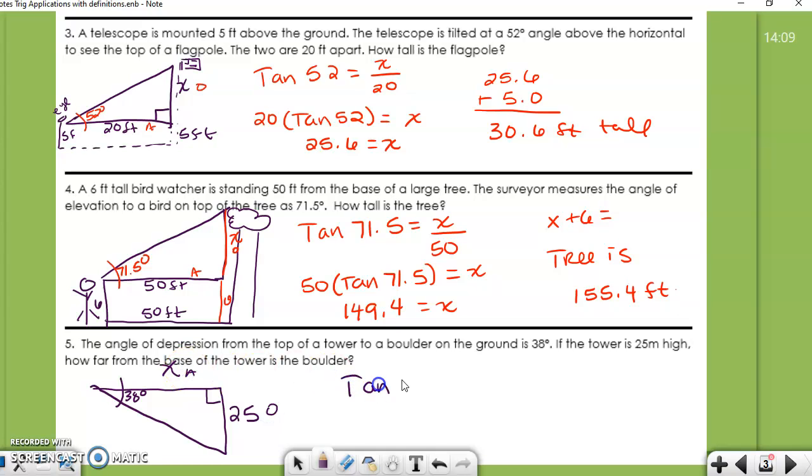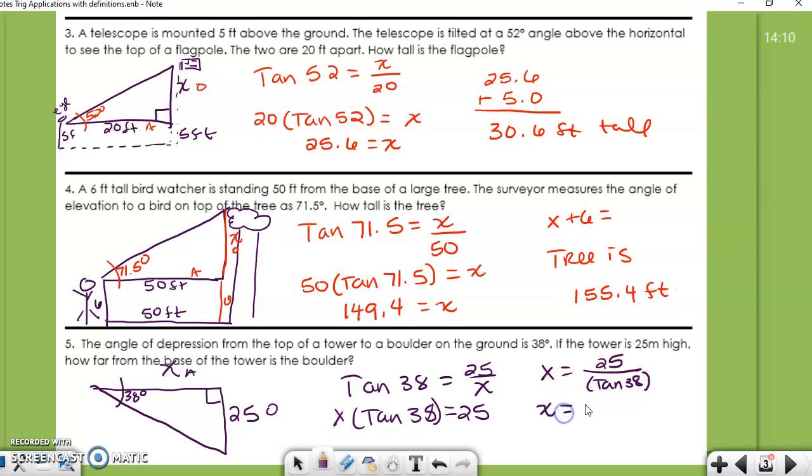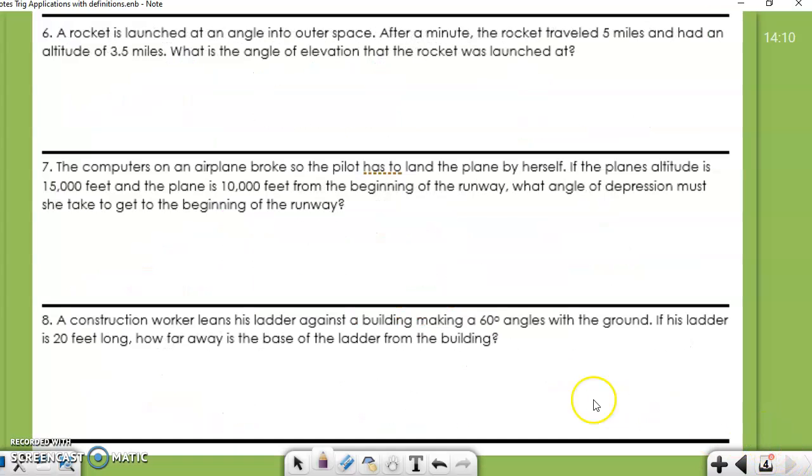So tan 38 equals 25 divided by x. X times tan 38 equals 25. So x equals 25 divided by tan 38. Put it into the calculator. X is about 31.99, so approximately 32 meters. Okay. Remember, when your variable is in the bottom, you end up dividing with the other side.